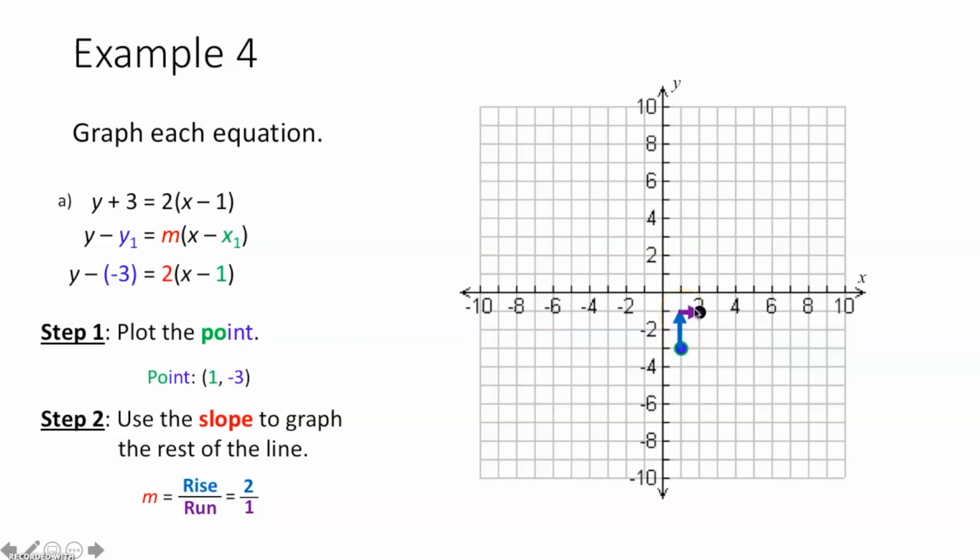And then we put another point. We go up 2 and to the right 1. We put another point. We draw a line through those 3 points, and we have successfully graphed our equation out of point slope form.